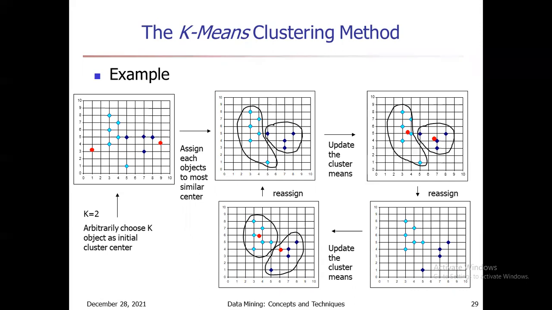Here you can see row-wise and column-wise, or you can consider this the x-axis and this the y-axis. For the x-axis we have a total of 10 points, and for the y-axis we again have a total of 10 points. These are the objects in this cluster.